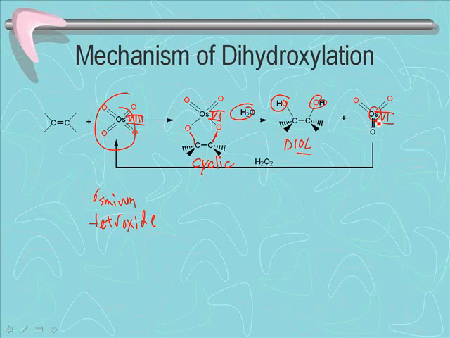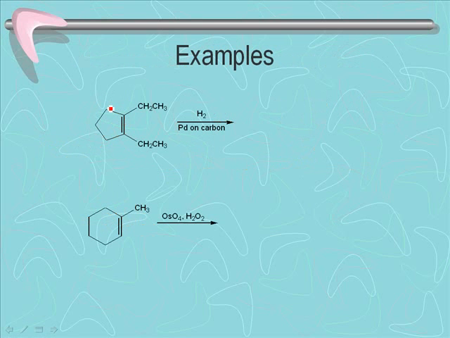Now, osmium in general is quite expensive, and so this reaction can be made catalytic by having trace amounts of the osmium starting material and hydrogen peroxide, which can reoxidize the osmium-6 back up to the osmium-8, forming a catalytic cycle. So this is an excellent way to take an alkene and convert it to a diol. Let's look at a few examples.